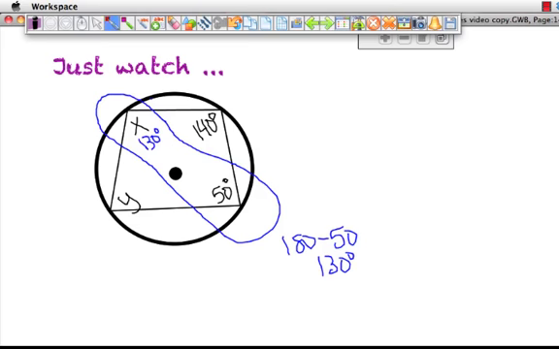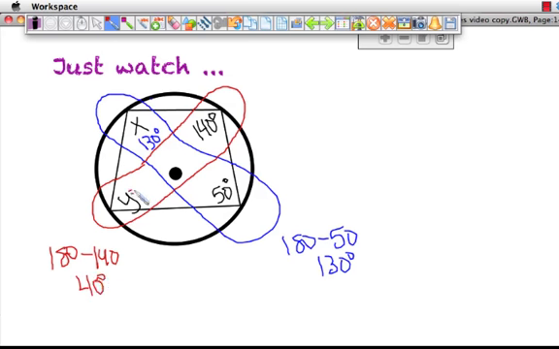Likewise, these two right here, since they're across from each other and the quadrilateral is inscribed in the circle, I can say that these two are supplementary. So to figure out what y is, all I have to do is make them add up to 180. So 180 minus 140 will equal 40 degrees. And that's my answer for this one right here. 40 and 140 are 180. 50 and 130 are 180. And we'll be using those rules to practice tomorrow.